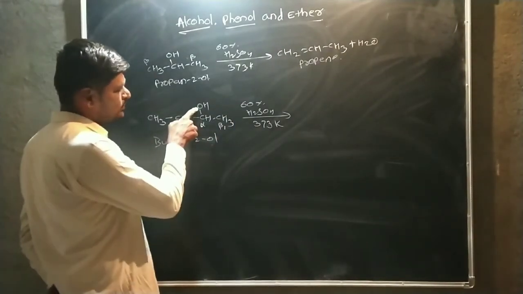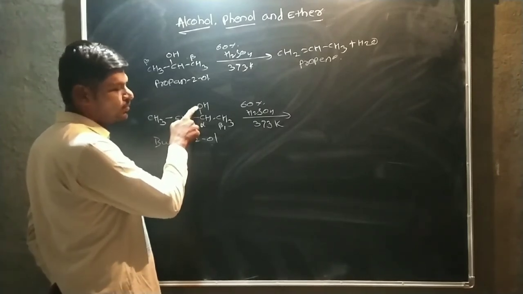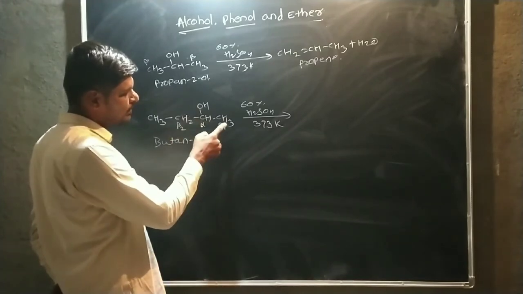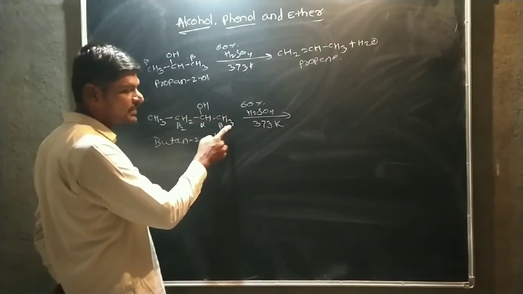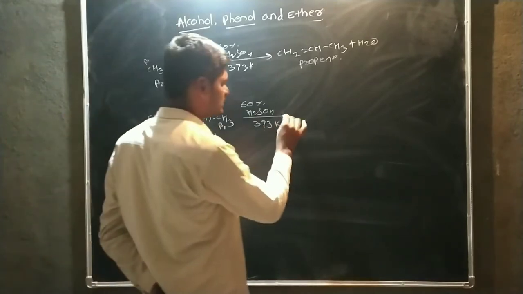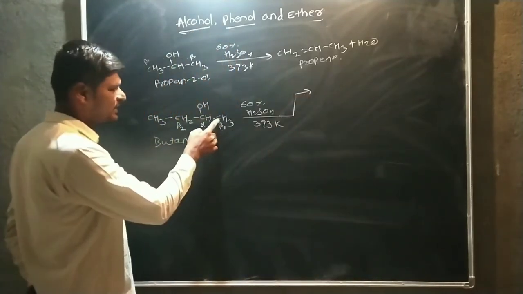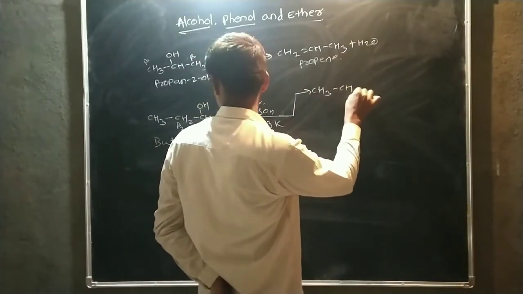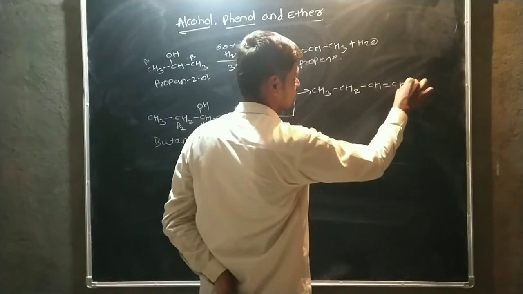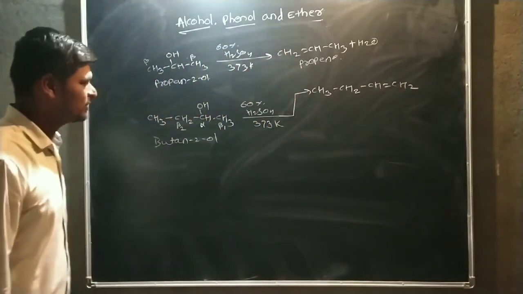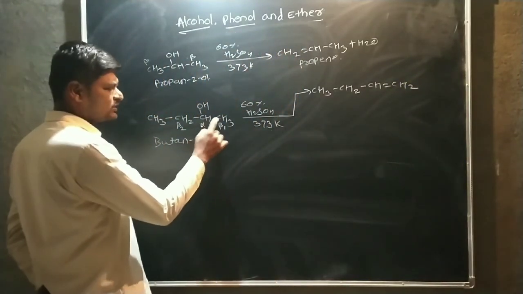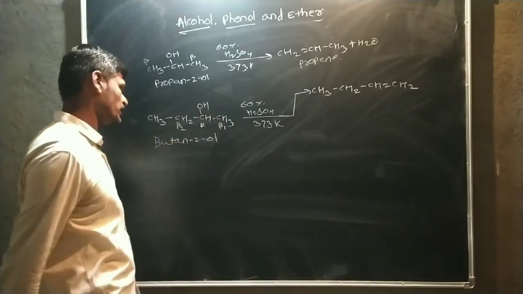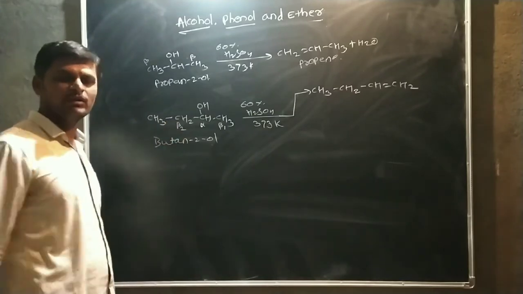Then the hydroxyl group and one beta hydrogen. Now we consider this beta 1 carbon. The hydroxyl group and beta hydrogen from the beta 1 carbon atom should be eliminated, and there is a formation of a double bond between beta 1 and alpha carbon atom. That means there is a formation of CH3, CH2, CH=CH2. The double bond is here, that means the hydroxyl group and beta hydrogen are eliminated from the beta 1 carbon atom. Now consider the beta 2 carbon atom.